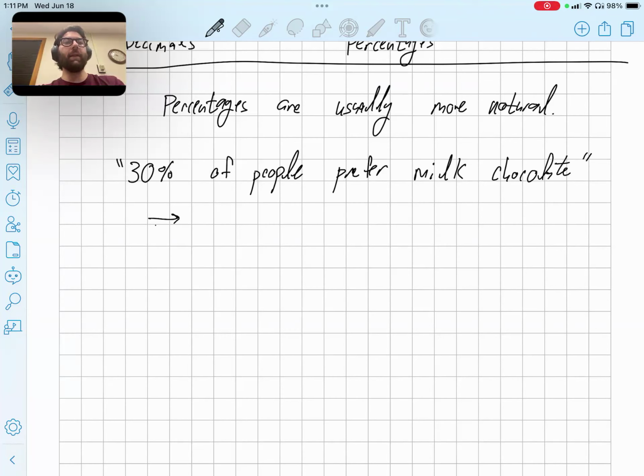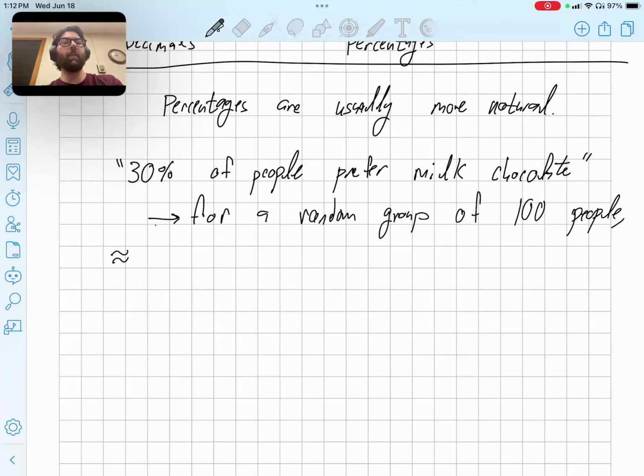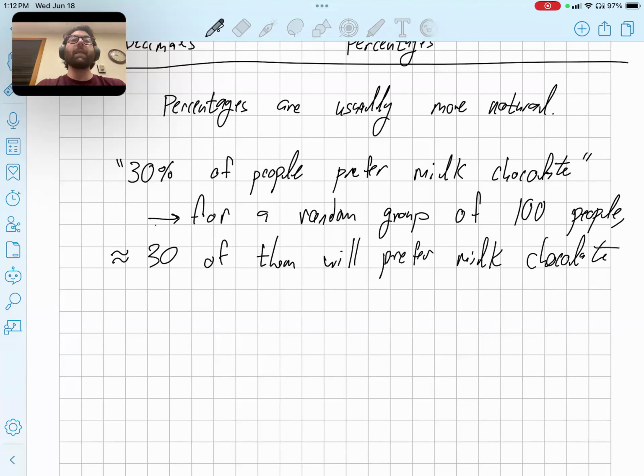what this translates to is that for a random group of 100 people, approximately 30 of them will prefer milk chocolate. Of course, it's not guaranteed that exactly 30 of them, but if you get a bunch of different groups of people, the average number in each group that prefers milk chocolate will be about 30.